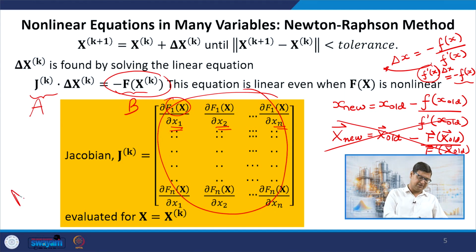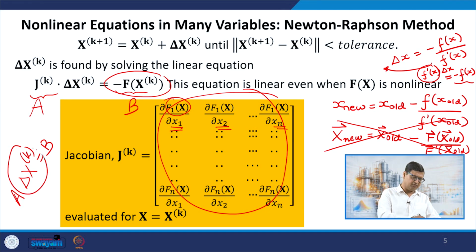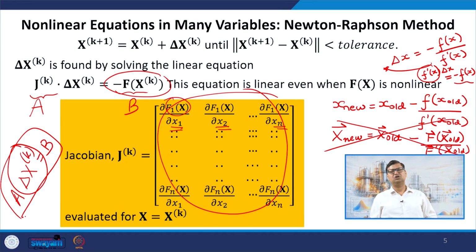So now we have something in the form A delta x_k is equal to b, which is now in the linear form, and therefore I can solve for this delta x_k, right? So at every step of the solution of this scheme, I am basically solving a linear equation. As I said, in the one variable case, if we had a linear equation, the Newton Raphson method will give you the exact solution in one step. The same is going to happen here as well. We will have a linear equation like this, and we will get the solution in one step.